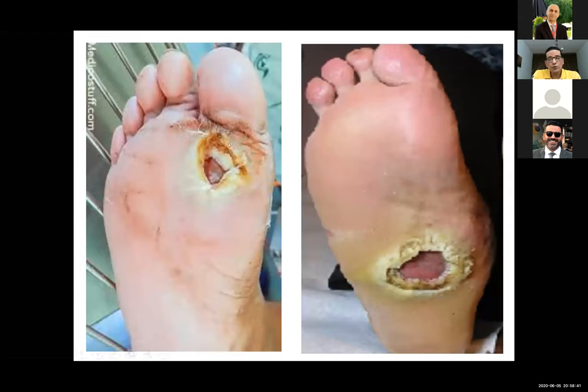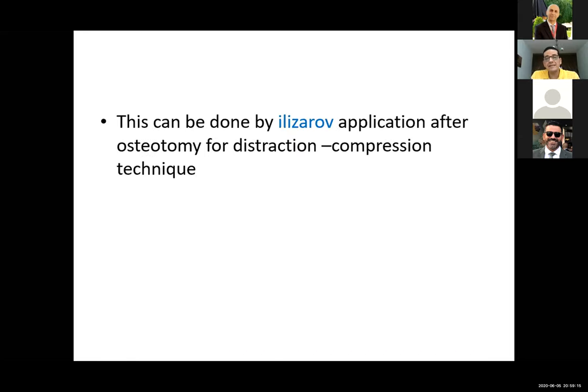If we need to encourage the circulation here, we can put an osteotomy at the midfoot and distract by Elizarov. If we distract here, it can create a new artery and new angiogenesis here to help good circulation. If the ulcer is proximal, I go proximal. If I do osteotomy of the bone, this osteotomy must be proximal to the ulcer, like the photo I will show. This can be done by Elizarov application after osteotomy, with distraction and compression technique.